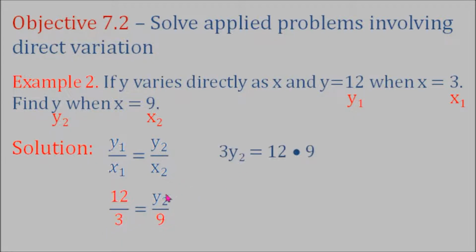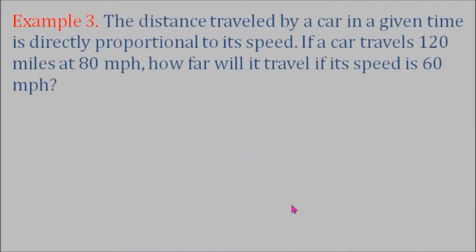Cross multiplying, 3 times y sub 2 is 3y sub 2, and then 12 times 9, and 12 times 9 is 108. Dividing both sides by 3, we have y sub 2 equals 36.